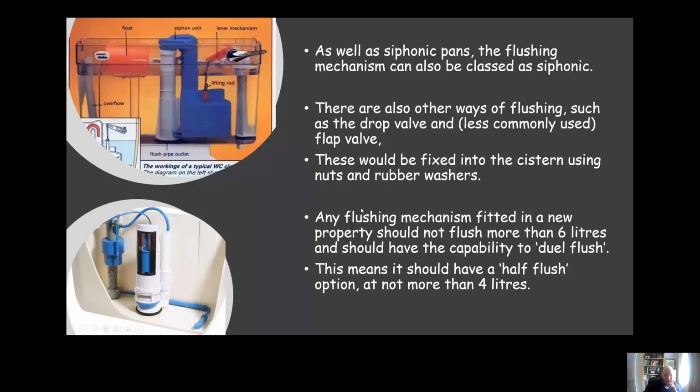Okay. Worth noting, the maximum flush for any property, any new installation, would be 6 litres. It should also have a facility for reduced flush, normally 2 buttons you'll see on most pans, which would flush not more than 4 litres.